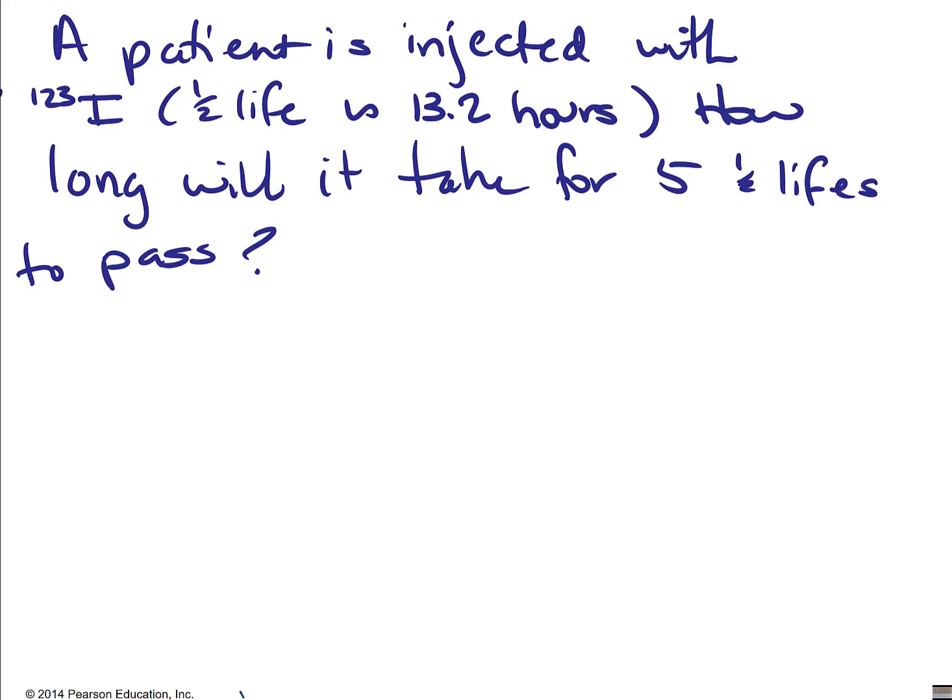So if 1 half-life is 13.2 hours, and you want to know how long 5 half-lives are, it's just a matter of multiplying the two. 13.2 hours times 5. So it would take 66 hours for that time to go by.